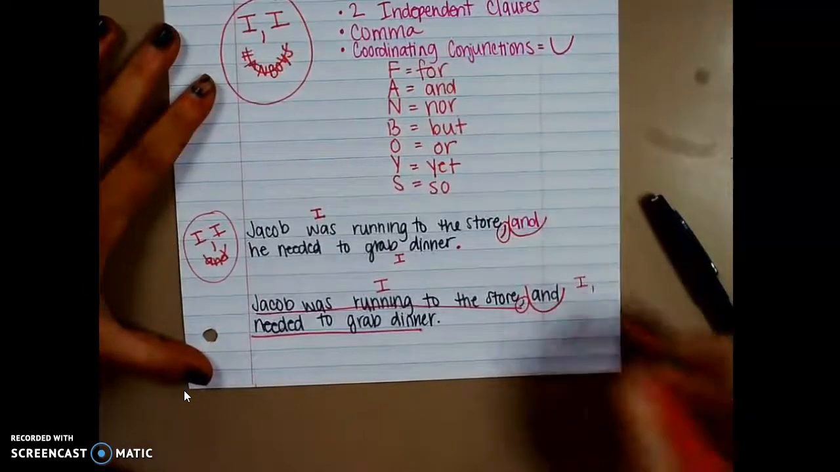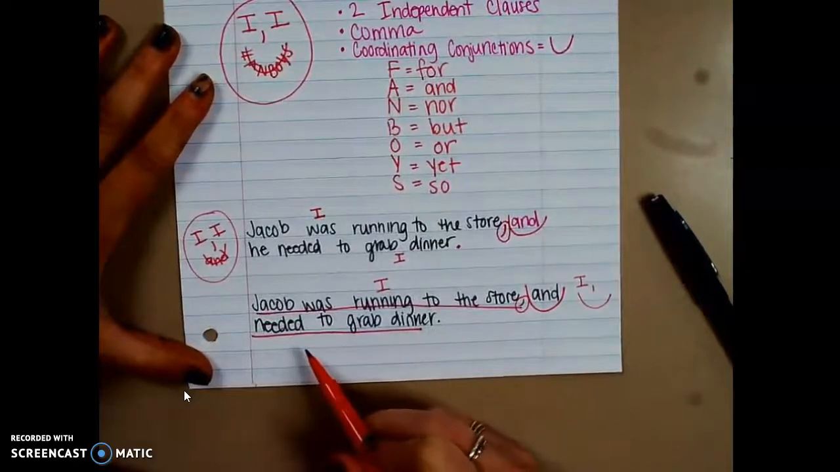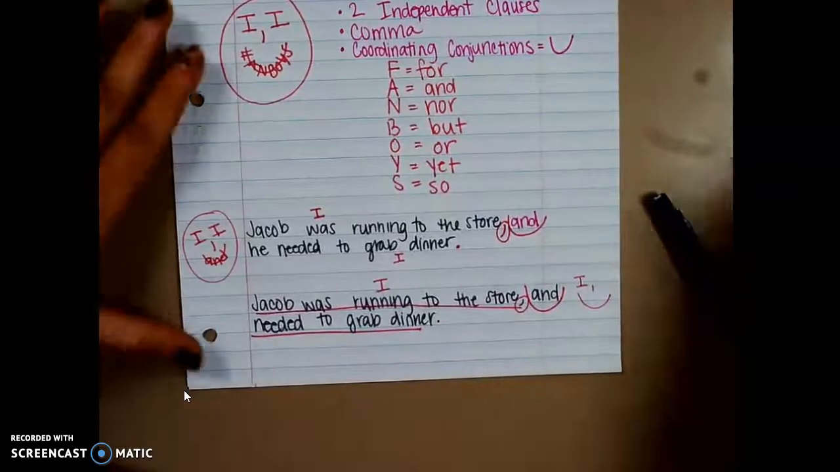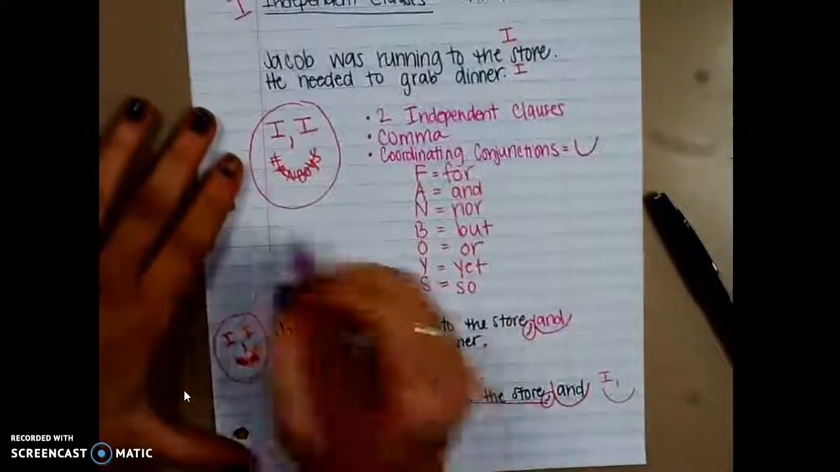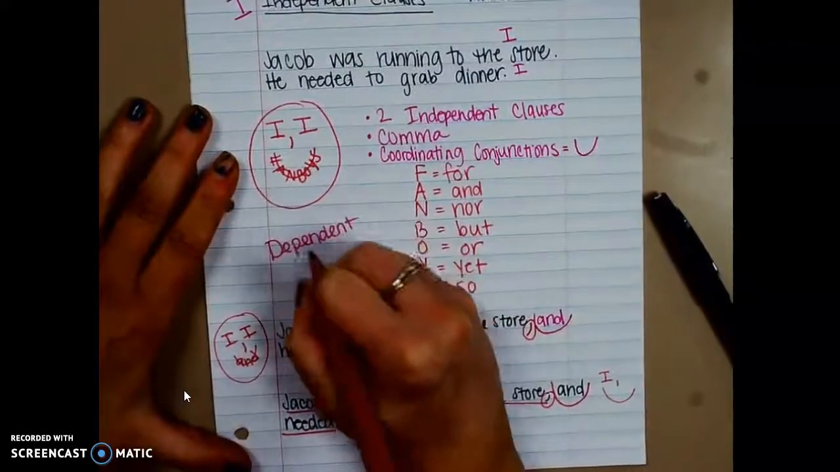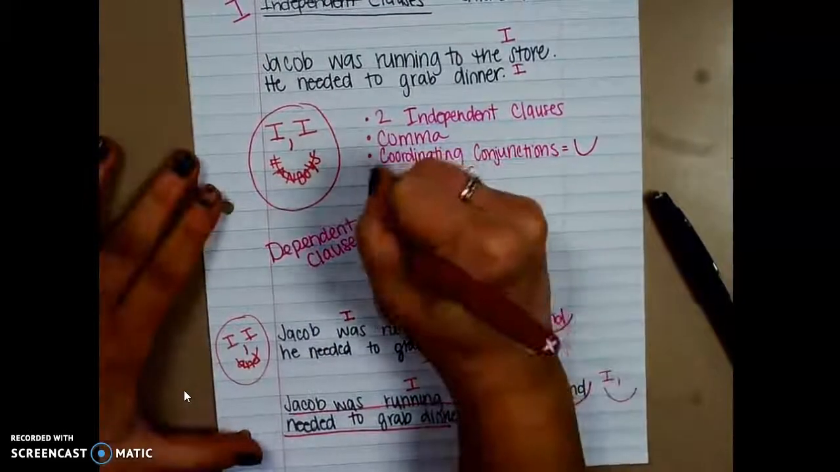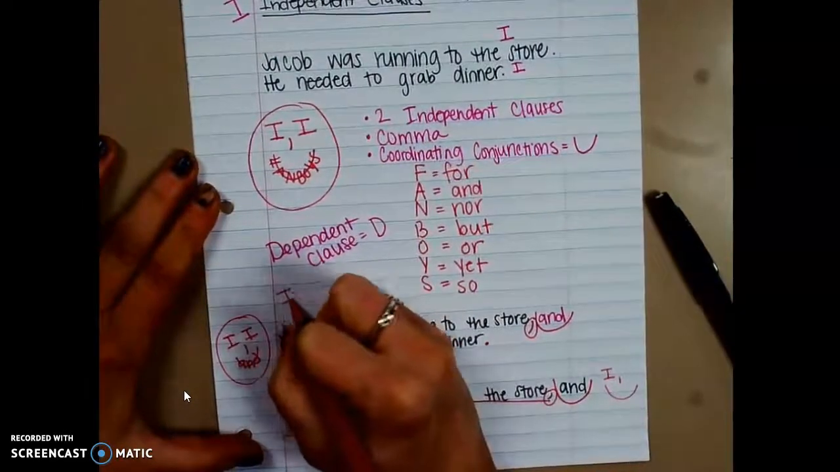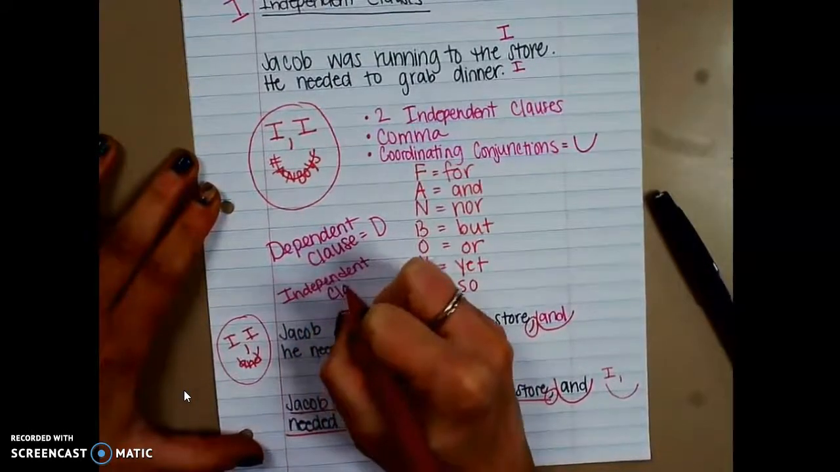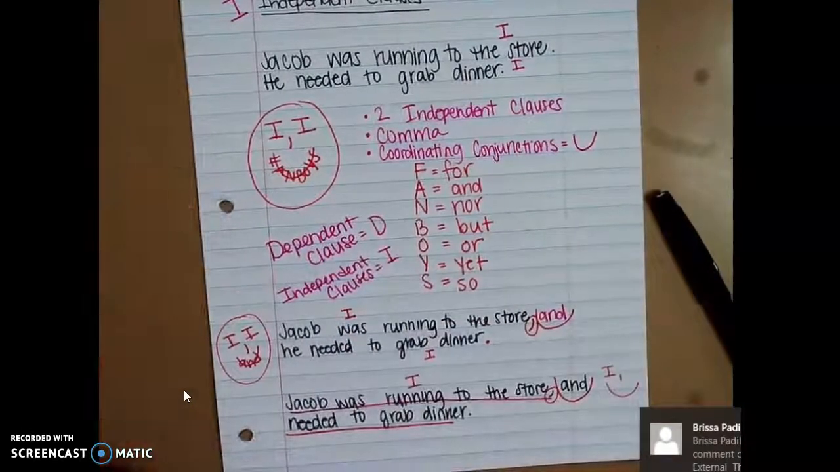I have an eye, I have a nose, I have a mouth. Needed to grab dinner. Well, I don't know who needed to grab dinner. I'm missing something there. I'm missing a subject. So if a sentence is missing something, we call that a dependent clause. It's depending on something else to finish it, and we label that with a capital D. So just to reiterate, independent clauses are with an I, dependent clauses are with a capital D.